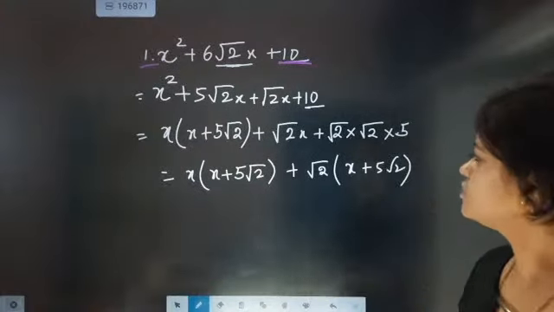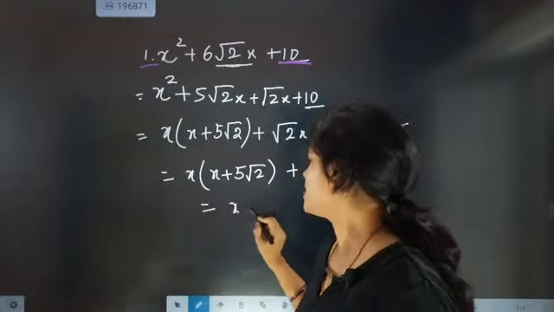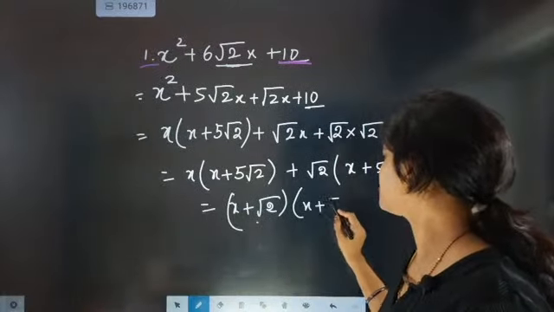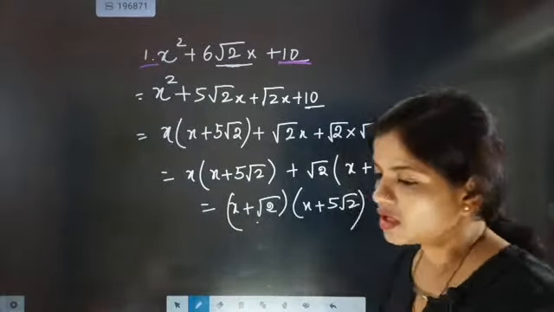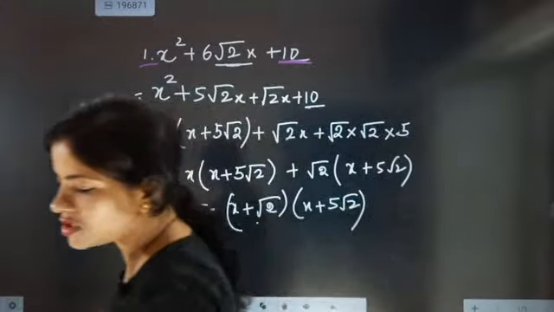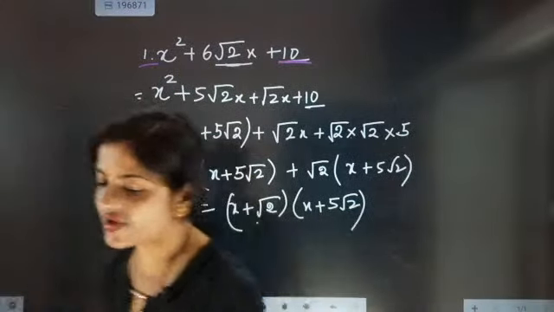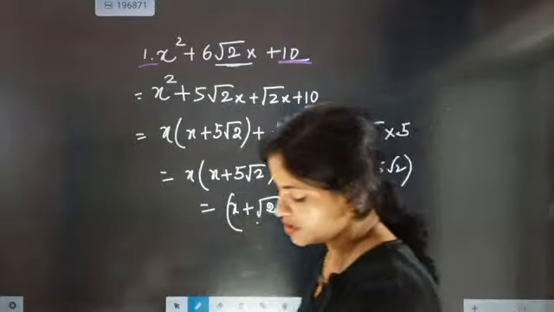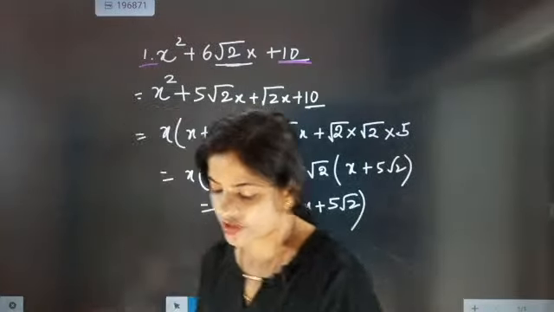So that means the overall answer is coming as x plus root 2 x plus 5 root 2. I hope you have understood how to solve this question. x plus root 2 x plus 5 root 2. Yes, absolutely. You have to attempt the question like this.